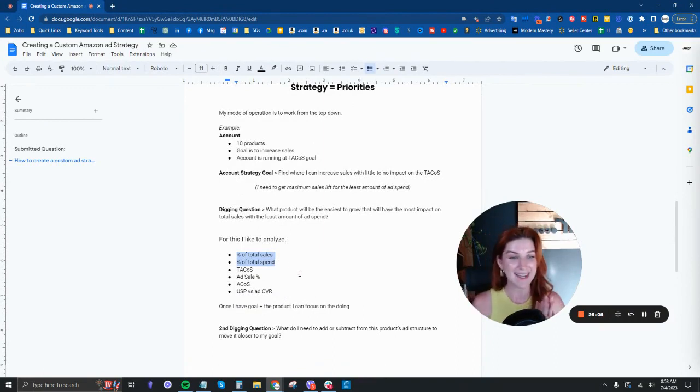So hopefully that was helpful in giving you an idea of how to do a custom ad strategy, how to write a custom ad strategy.